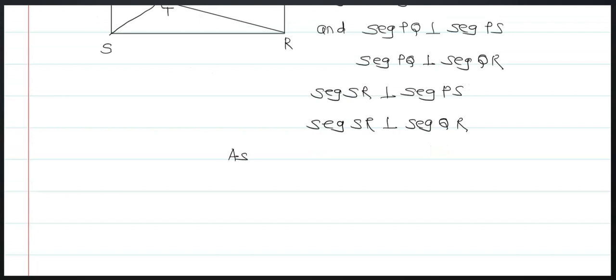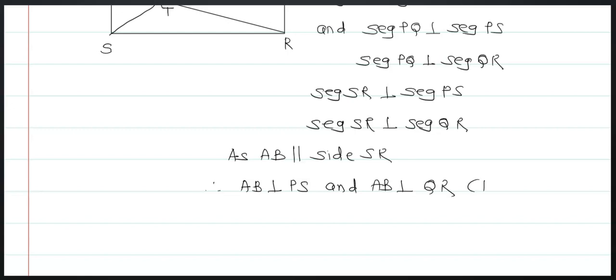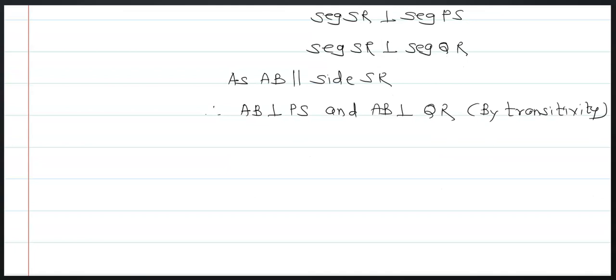SR is perpendicular to QR. AB is parallel to side SR. AB is perpendicular to PS, and AB is perpendicular to QR. This is sufficient by transitivity.